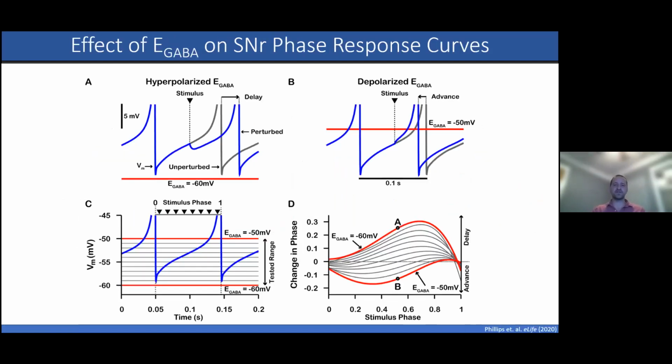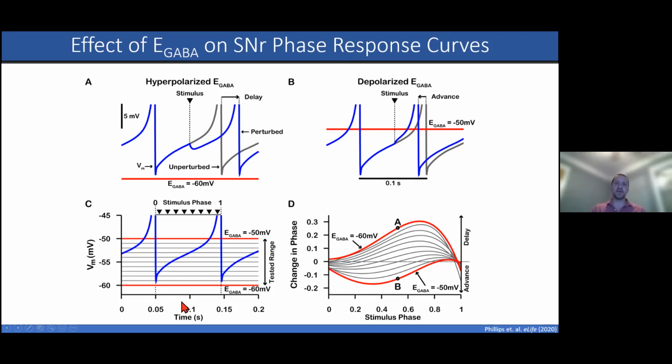To do this, we're going to use phase response curves. A phase response curve characterizes how a stimulus at a certain point in the phase can advance or delay the onset of the next spike. So in this example here, you have a stimulus that happens in the middle of the phase, so 0.15, and we have a hyperpolarized eGABA. What this does is cause a delay. Whereas if we have a depolarized eGABA and we stimulate the same point, we'd actually get an advance.